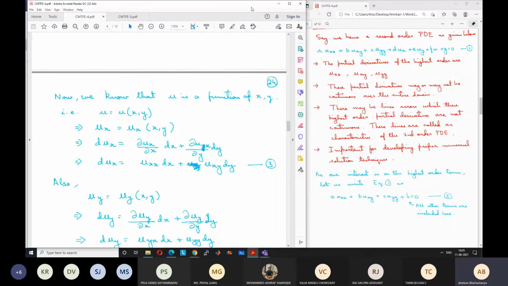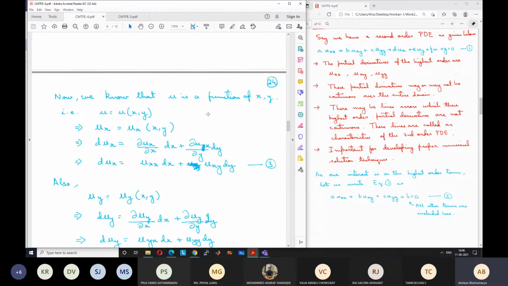Let's go like this. We can write u is equal to u(x,y). It's just a way of denoting that it's a function of x and y. So the first derivative, partial derivative of u, we can write as ux is equal to ux(x,y), or dux we can write as del ux del x dx plus del ux del y dy. Any variable phi, which is a function of x and y, we can write d phi as del phi del x dx plus del phi del y dy. That is basic maths.